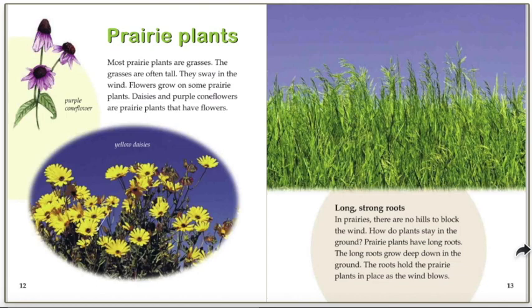Long, strong roots. In prairies, there are no hills to block the wind. How do plants stay in the ground? Prairie plants have long roots. The long roots grow deep down in the ground. The roots hold the prairie plants in place as the wind blows.